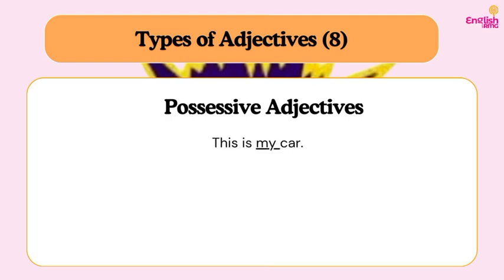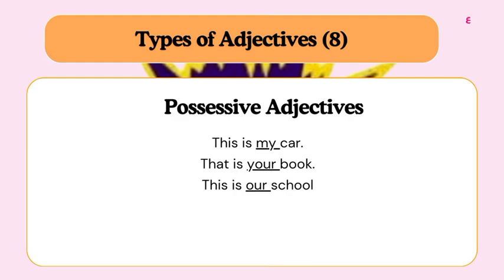So in sentences, I will say, this is my car. My is showing ownership, possession. This car belongs to me. Do you understand? That is your book. Your is another possessive adjective showing that the book is yours. This is our school. Our there is also showing possession for school.